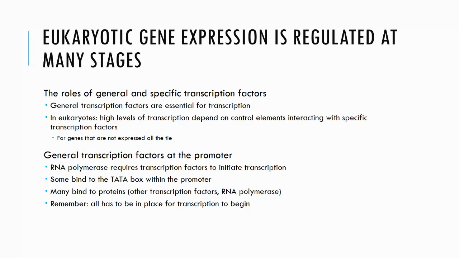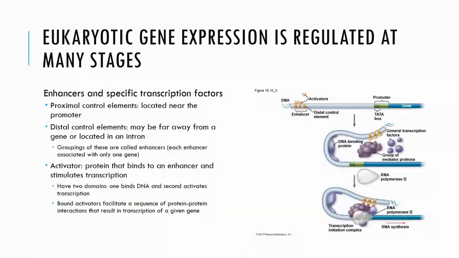General transcription factors are usually going to be around the promoter, and RNA polymerase requires transcription factors to initiate transcription. We already know that. Some of them are going to bind to the TATA box within the promoter, and some may bind to proteins like other transcription factors or RNA polymerase itself. And all of that has to be in place before transcription can start. So whether or not those are there is going to influence whether transcription happens or not.